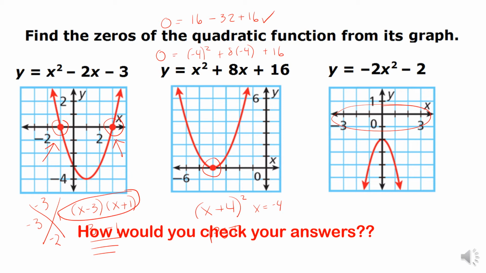So your zeros tell you when it equals 0. Because look, y at this point is 0. So this is -4, 0. This is 3, 0. This is -1, 0. So that's how you check your answer.